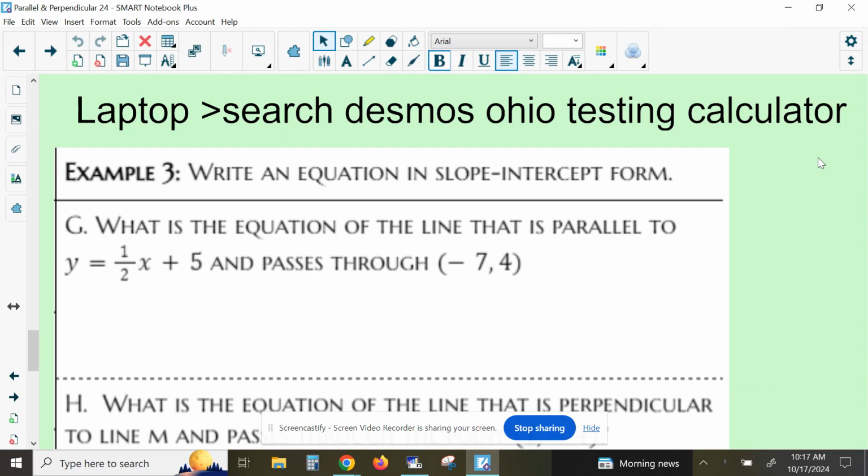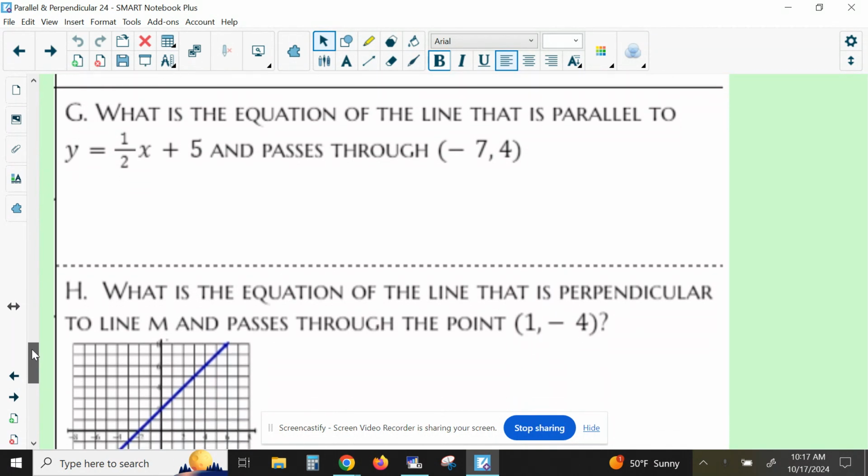Yay. Okay, so we know that parallel lines are the same and perpendicular lines are opposite reciprocals. So let's go ahead and look at this 3 years later. What is the equation of the line that is parallel to that line?